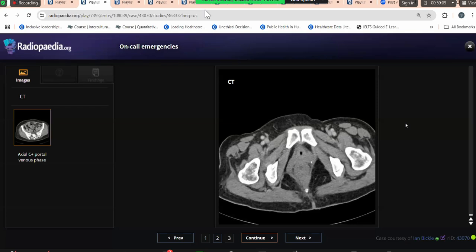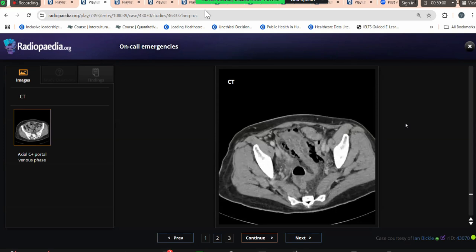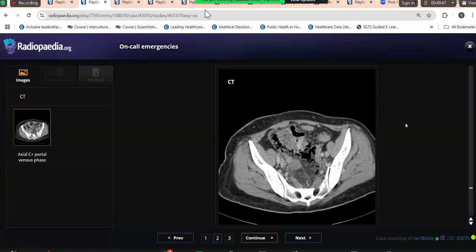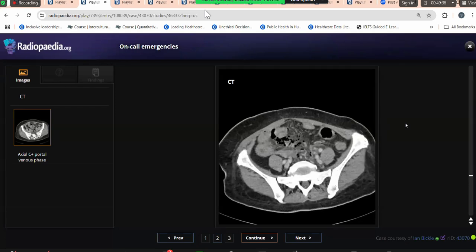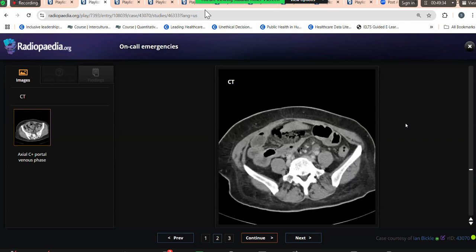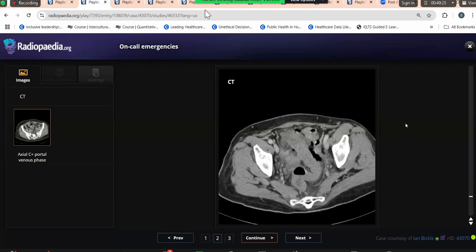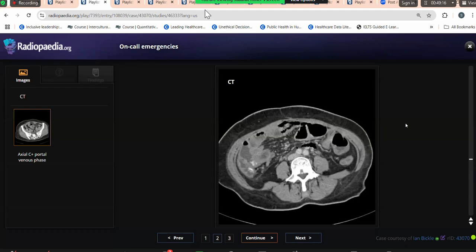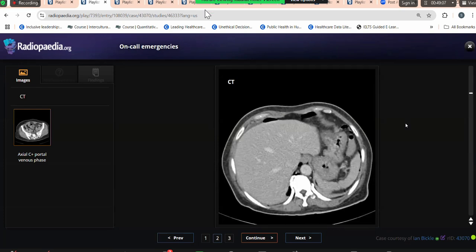The Foley's catheter is seen within the urinary bladder. I am now scrolling back. There is an abnormality involving the region of sigmoid colon, and I can see that there is also free intraperitoneal air in this region. I'm tracing the large gut. I'm tracing the region of the transverse colon. This is the transverse colon.